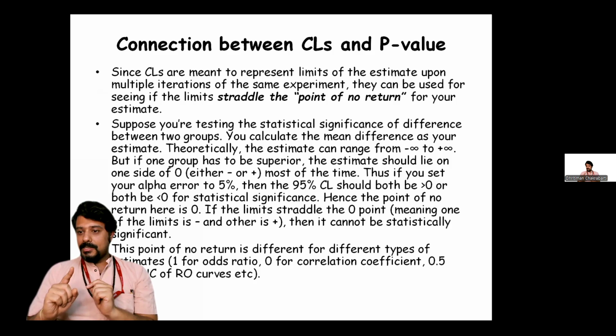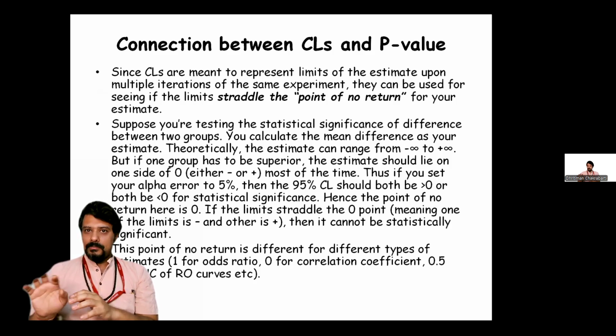If the difference is positive, meaning that one of the groups has an estimate larger than the other, then it has to be consistently positive for maximum number of times you do the same experiment in the same way from the same population. Okay, so that basically means that 95% of the times your estimate should be positive. If your estimate of mean difference is positive, then maximum 95% of the times it has to be positive, meaning that both of the confidence limits have to be on one side of 0.